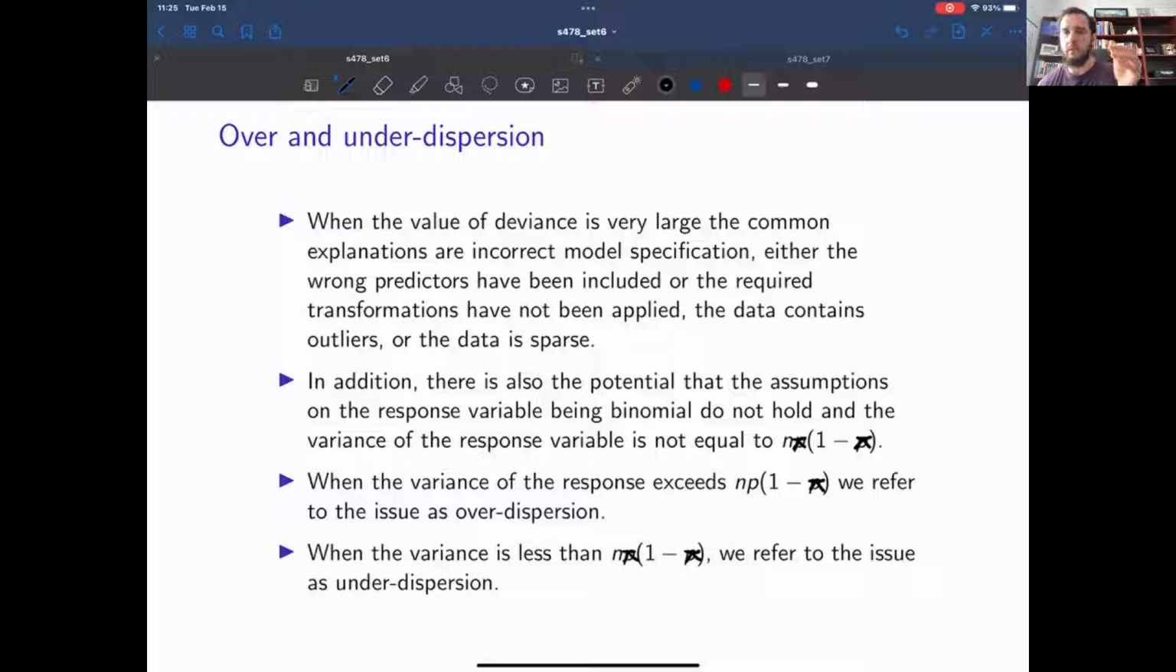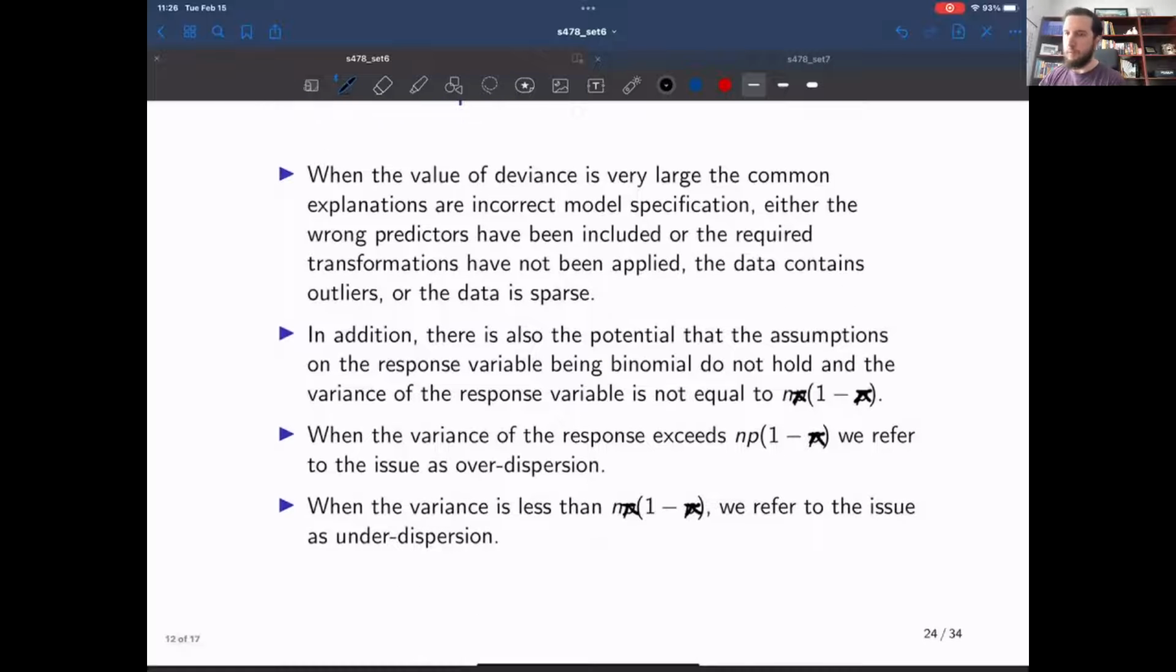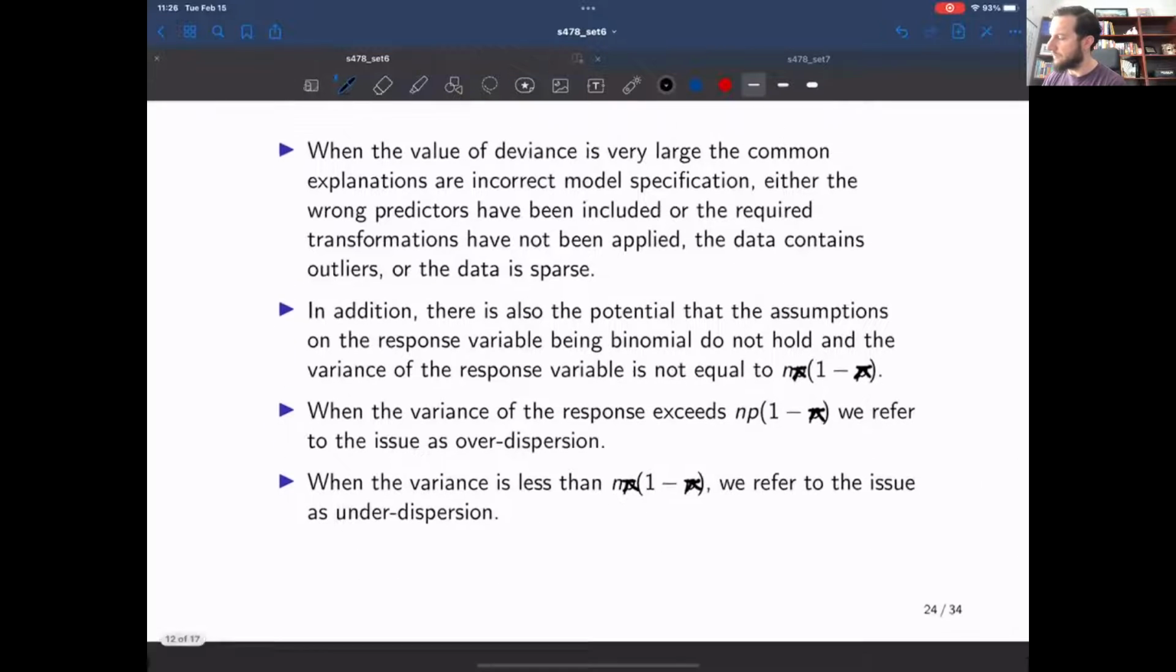So if we have a deviance measure that's too large relative to the degrees of freedom, or too small compared to the degrees of freedom, this could be evidence of over dispersion or under dispersion. We define over dispersion as a situation where the variance of the response exceeds its theoretical variance, and under dispersion as the opposite. Again, there's a variety of reasons why this can occur, some of which are highlighted on slide 24.